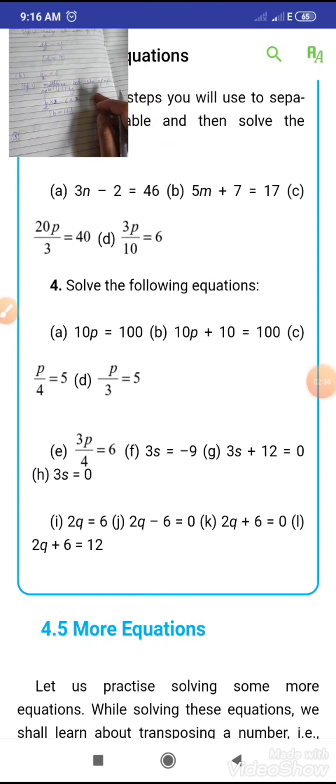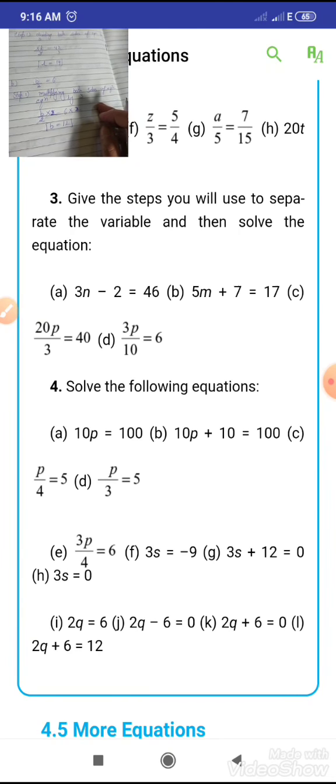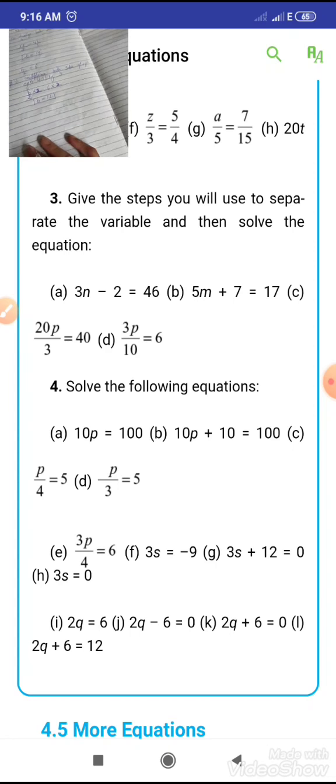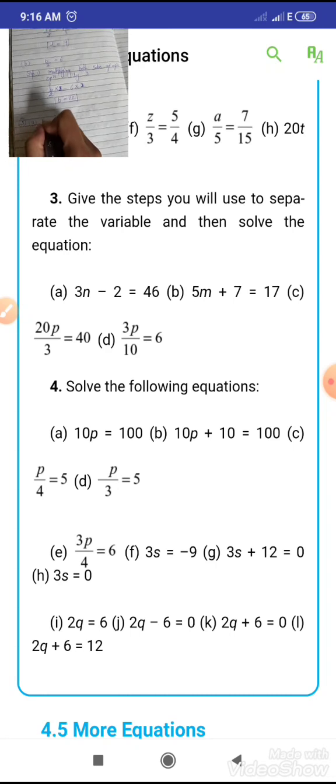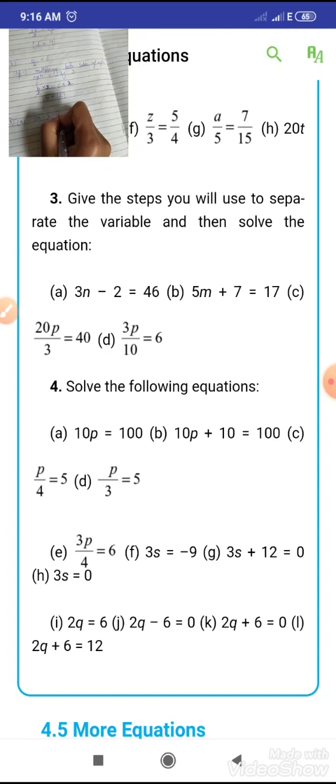In this way you can solve the remaining part of question number 2 by yourself. Now move to our third question, and the third question is: give the step you will use to separate the variable and then solve the equation. And the first part of the third question is 3n minus 2 is equal to 46.